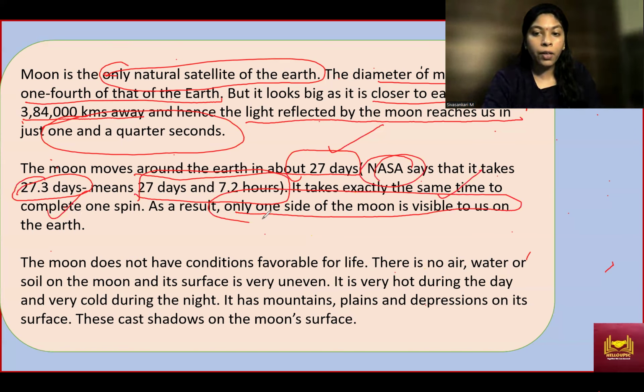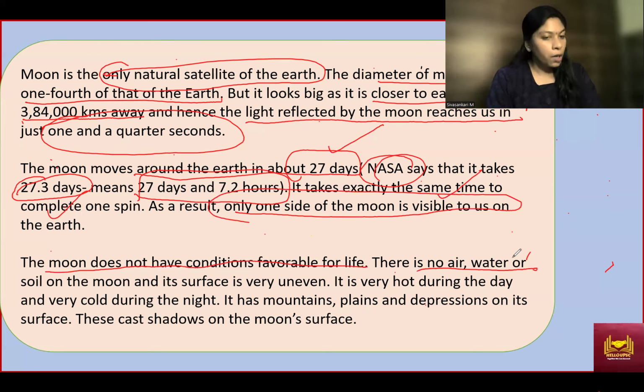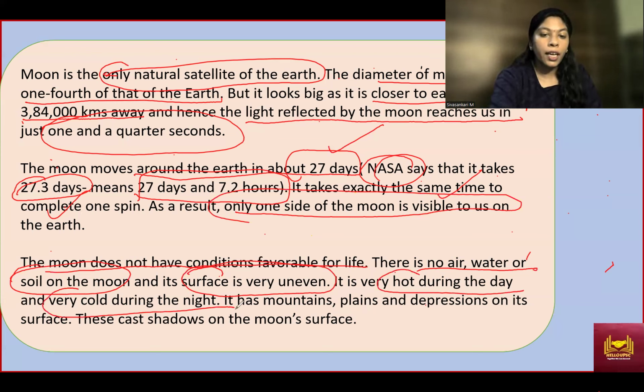So the moon does not have conditions favorable for life. These are some points you have to note. There is no air, vayu nahi hai, pani nahi hai, mitti nahi hai. Okay, moon mein all the things which are available on earth are not there, and its surface is completely uneven. So it's not smooth, it's uneven. And it's very hot during day and very cold during the night.